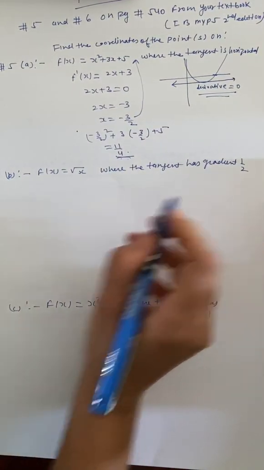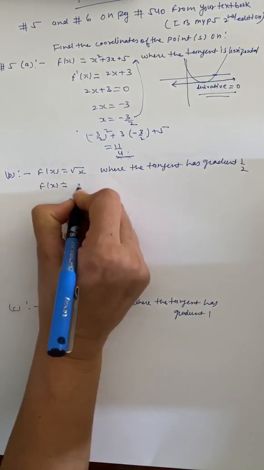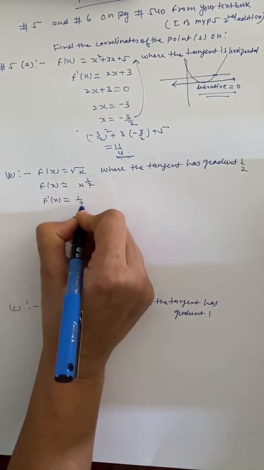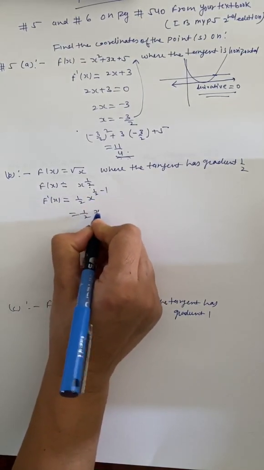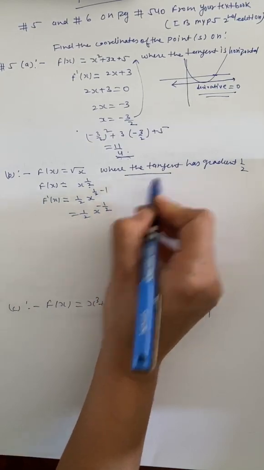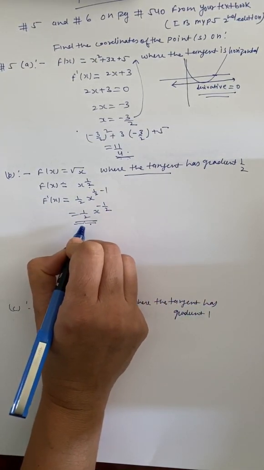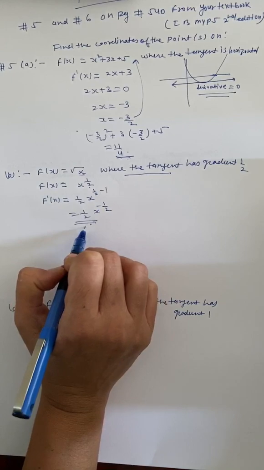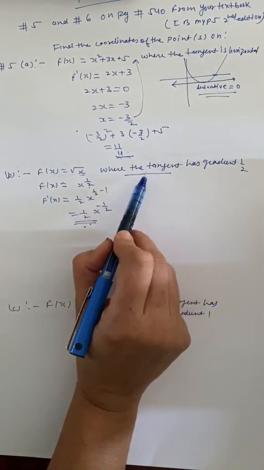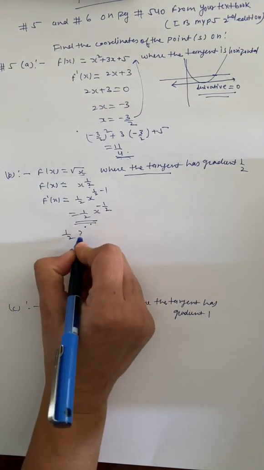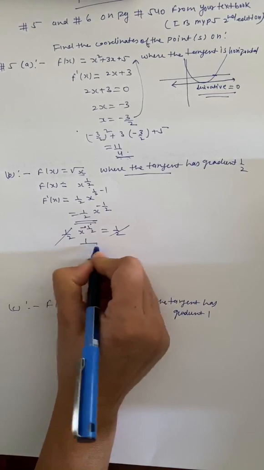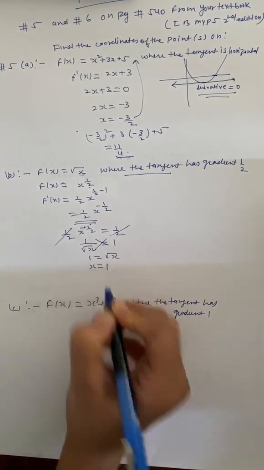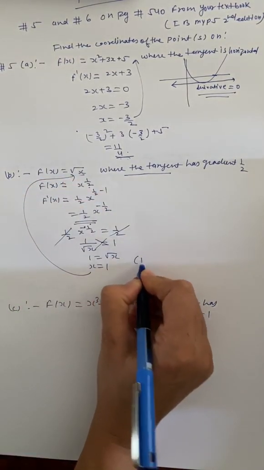Now the next one is f of x is equal to square root of x where the tangent has gradient half. So now you know how to find the gradient here. First step, whenever you have a radical sign, change it into exponent form. Now f dash x is equal to 1 over 2 x raised to the power 1 over 2 minus 1. So 1 over 2 x to the negative half. This is not only the derivative of the function, but it is also the gradient of the tangent. The gradient of the tangent in this case is half, which means 1 over 2 x to the minus half is half. Half and half get cancelled. So 1 over square root of x is 1. Cross multiply, and 1 is square root of x. So x is equal to 1.